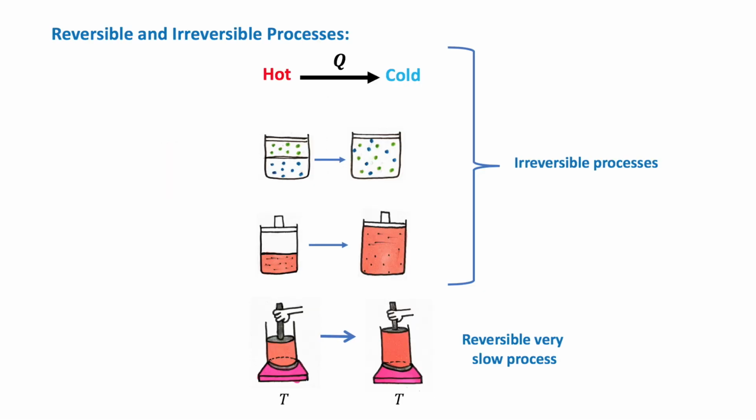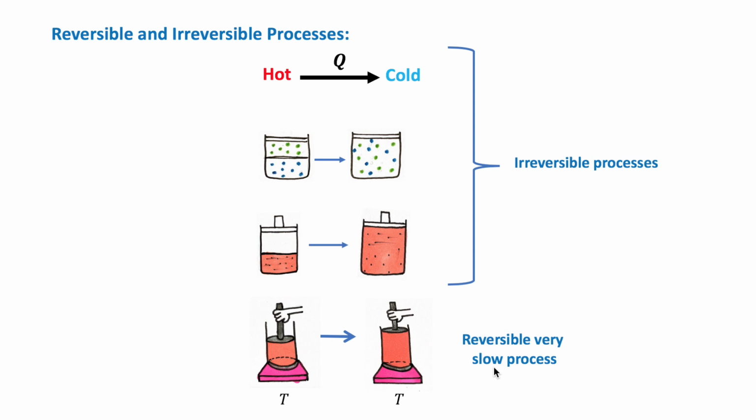We will now define reversible and irreversible processes. A process is reversible if the system can be returned to its initial state along the same path, and if every point along the path is an equilibrium state.